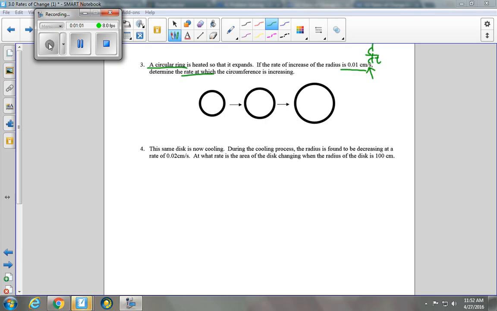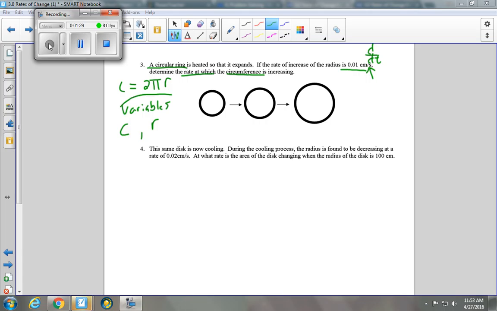So it says radius and circumference. So the formula that we want to start off with here is going to be C is equal to 2 pi r. You pretty much want to find a formula for any of these first. That's going to be your first step, right? And we've got 2 variables. So the variables we have are C and r.